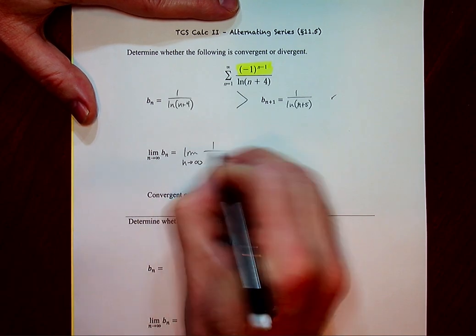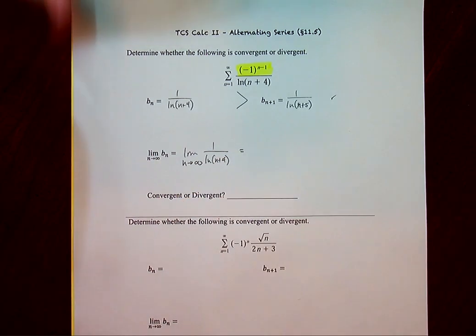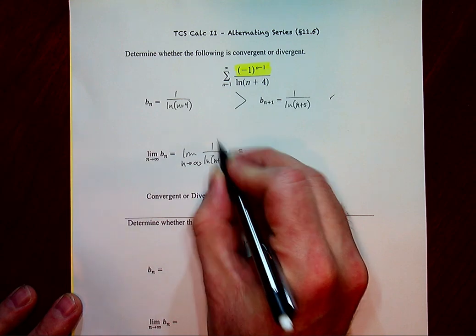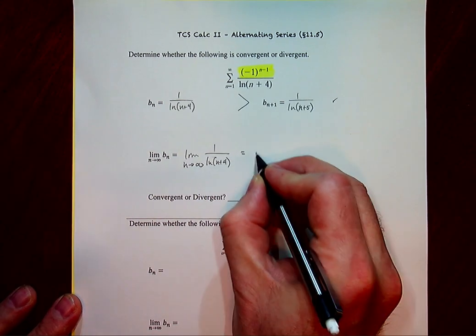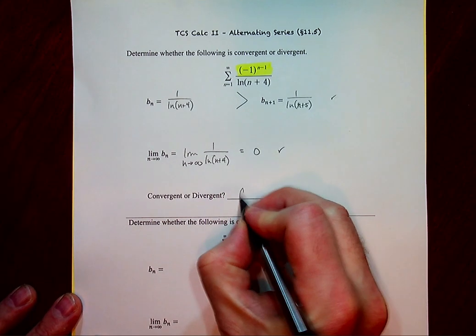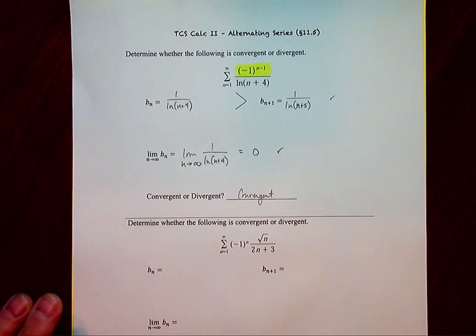infinity of b sub n is the limit as n approaches infinity of 1 over the natural log of n plus 4. And like I've said before, natural log slows things down, but natural log is an always increasing function on its entire domain, and therefore this gets really, really large without bound, and 1 over really, really large without bound is always 0. And both of those check off, and therefore it is convergent by the alternating series test. Okay, let's do another one.